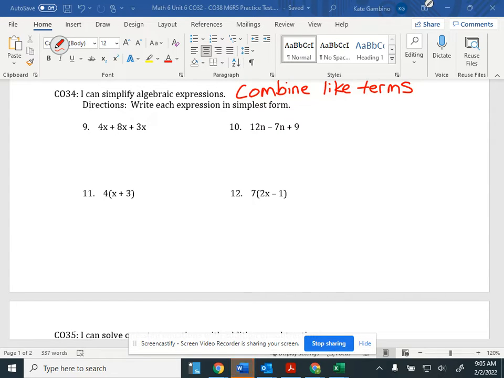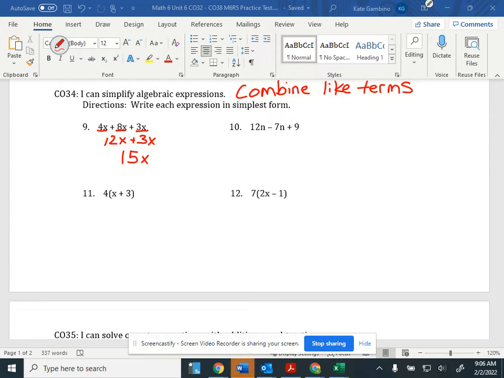Nolan? So number 1 would be 15x, right? How did you get that? Well, because they all have the same variable, and so I just add up 4, 8, and 3, and I get 15. Yep, you're right, they all have that same variable, so we can combine them all. 4x plus 8x is 12x plus 3x.